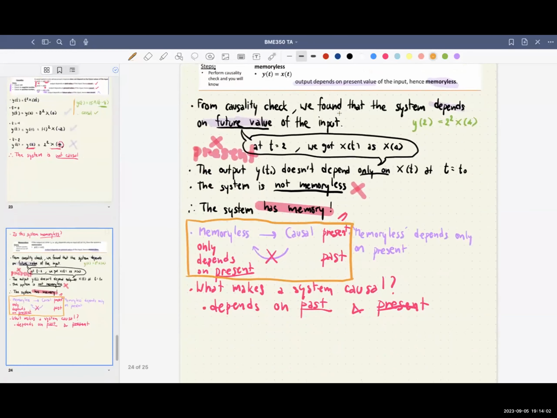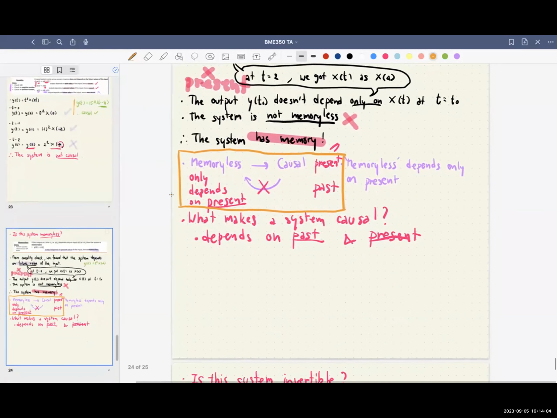You are asking if this system is memoryless or not, right? Yeah. Okay, let's try it together. It's y(t) = x(t - 8), right? When I say something is memoryless, it means that the system only depends on the present. And we see that this system also depends on the past.